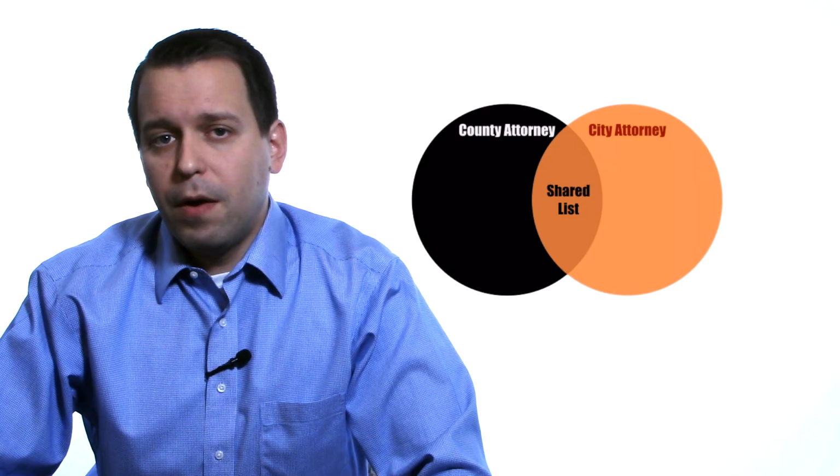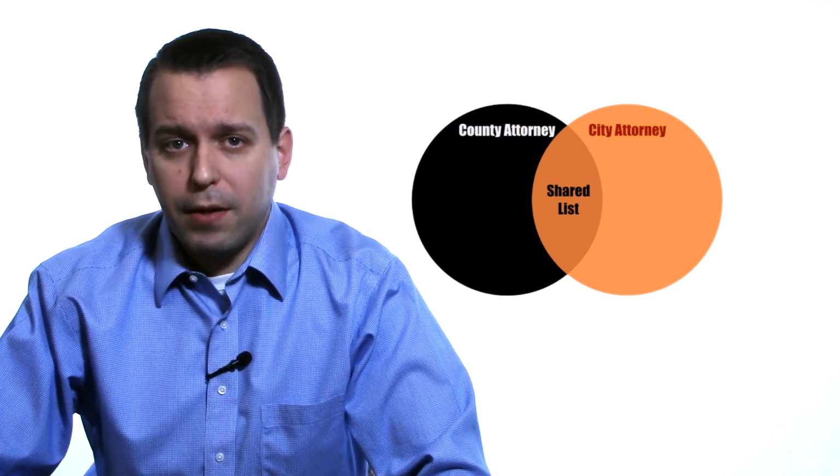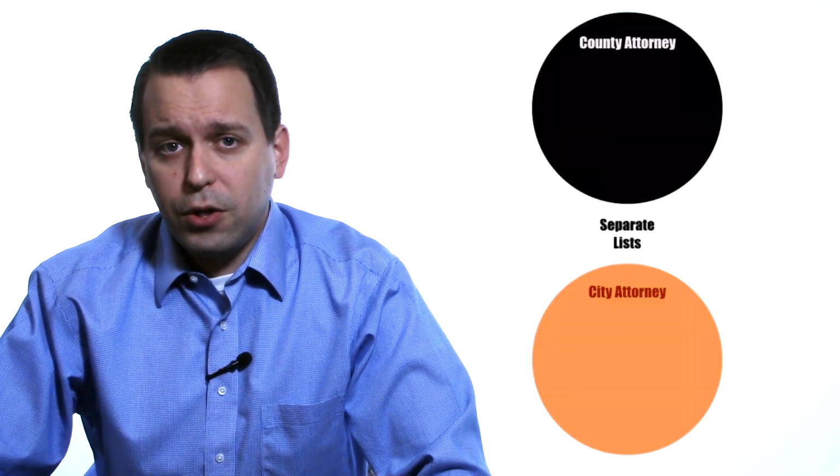Each prosecuting agency either maintains their own list or shares the list with another prosecuting agency. For example, a city attorney may decide to use the county attorney's Brady List, or the city attorney could choose to maintain their own list. There is no universal Brady List. You could be on one Brady List for one prosecutor, but not on another.